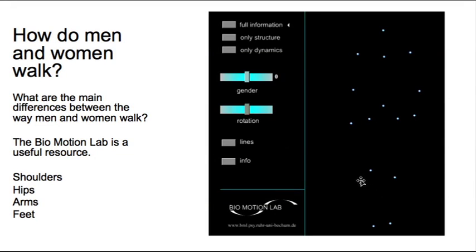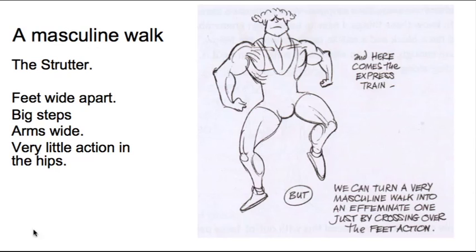A more feminine walk would have feet closer together, possibly walking on a line, lots of motion in the hips, very little motion in the shoulders, and the arms and elbows closer in towards the torso. These drawings are taken from the Animator's Survival Kit. Again, this big masculine guy, you've got the feet wide apart, elbows out, lots and lots of rocking in the shoulders. Not much motion here in the hips because that would suggest femininity.